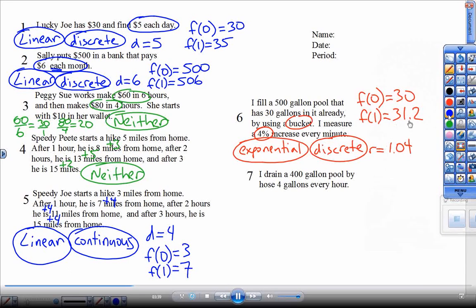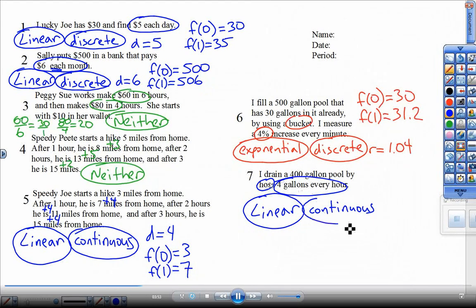$31.20 or 31.2. Next one, 14 gallons for every hour, same amount every hour, linear. This would be filled by a hose, so this would be continuous. Because I'm draining, my D number is going to be negative, not positive. Be careful. Don't put positive always. If it's going down, negative.